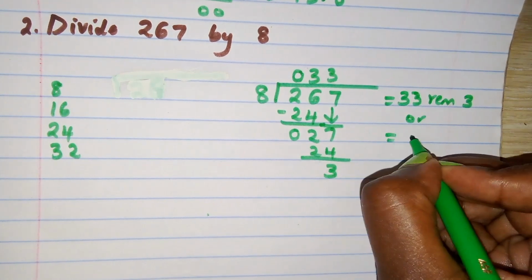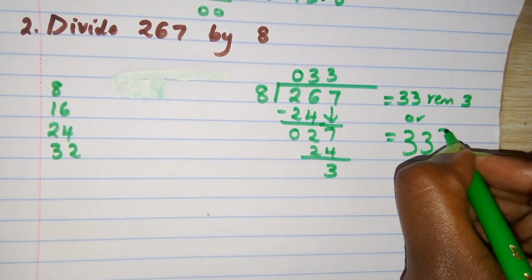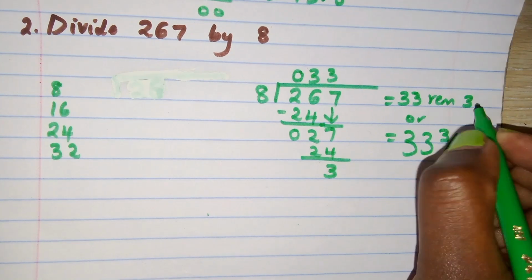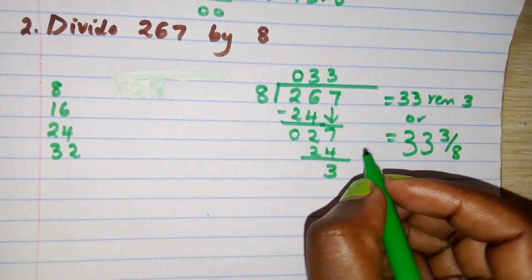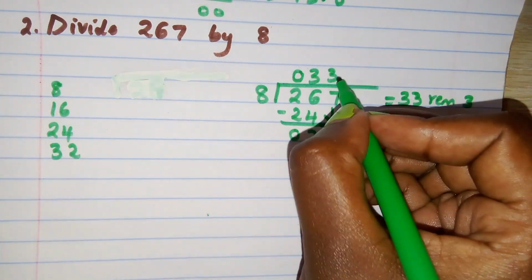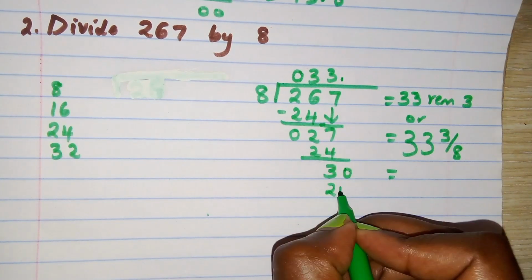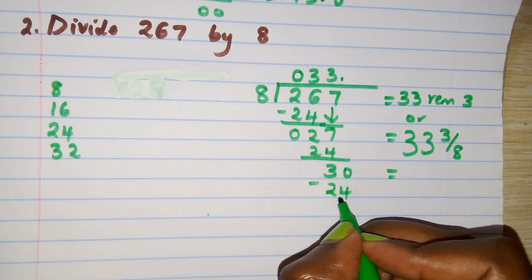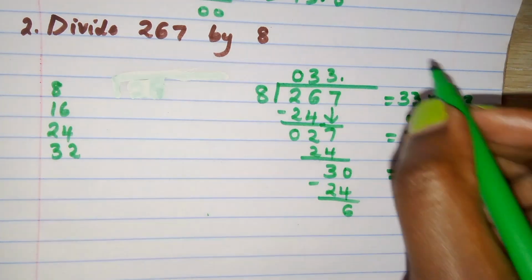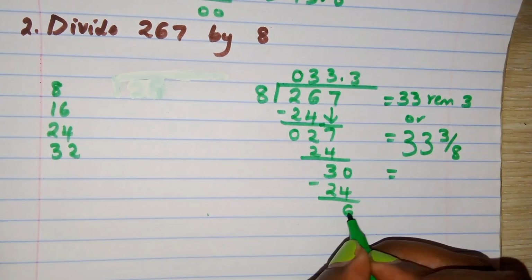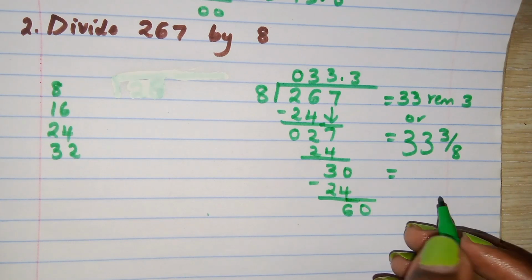Or you can write it as a fraction, 33 and 3 over 8, the remainder over 8. If you want to make it a decimal, let's see. Put a decimal point, add a 0. The closest number again would be 24. 30 minus 24, 6. That is 3 times, if you add a 0, 60.